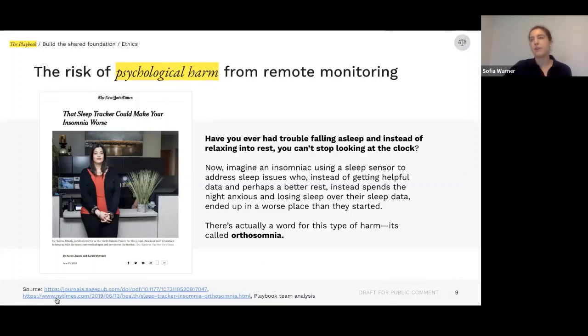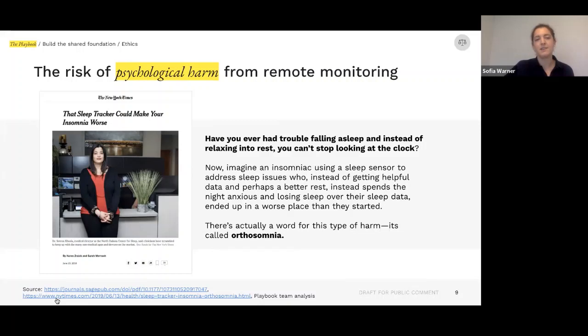It can be very convenient for patients, it can be less invasive, and it can give you really actionable clinical information. But it's also important to think about the downsides to remote monitoring and potential harms. And it's an important part of the informed consent process. So there is risk of psychological harm from remote monitoring.